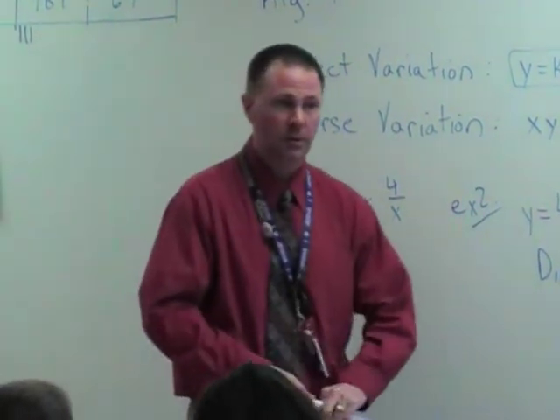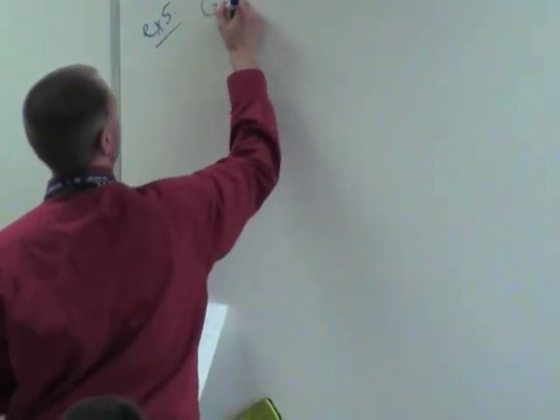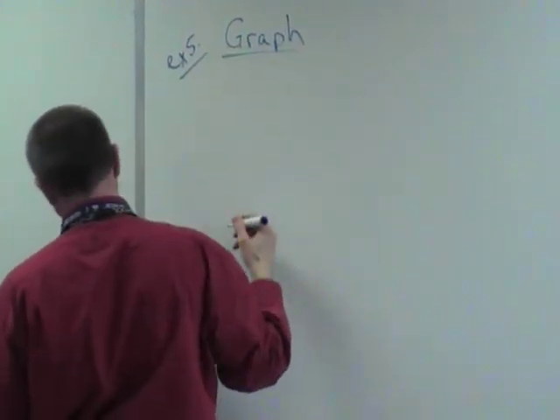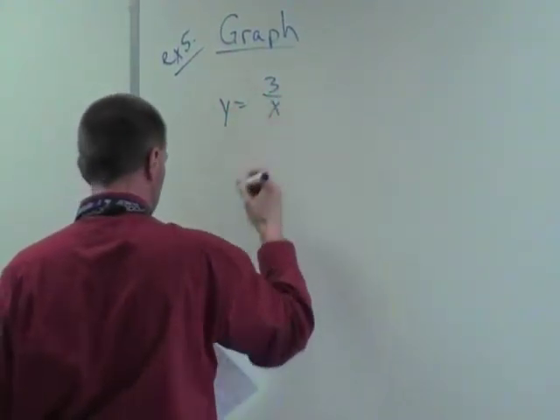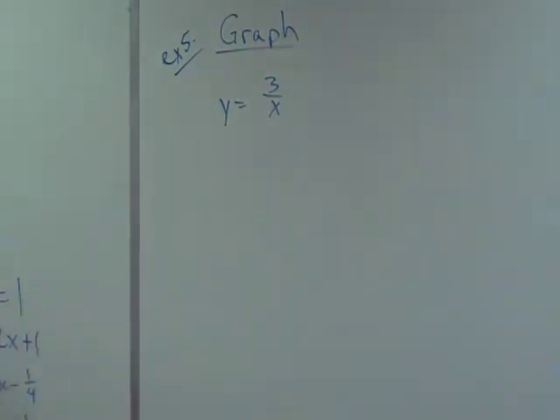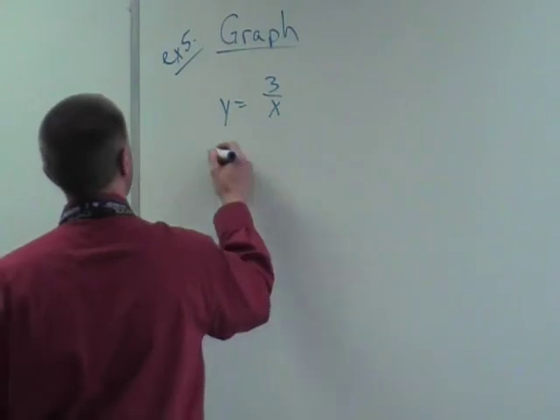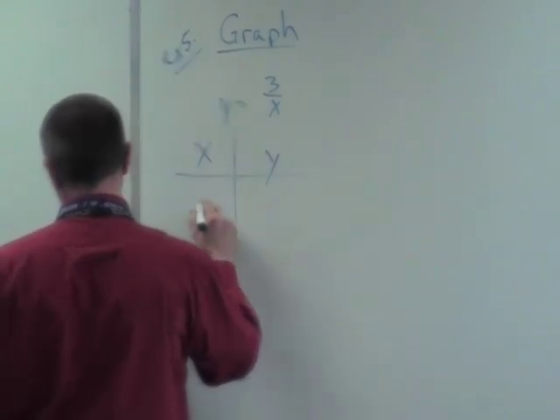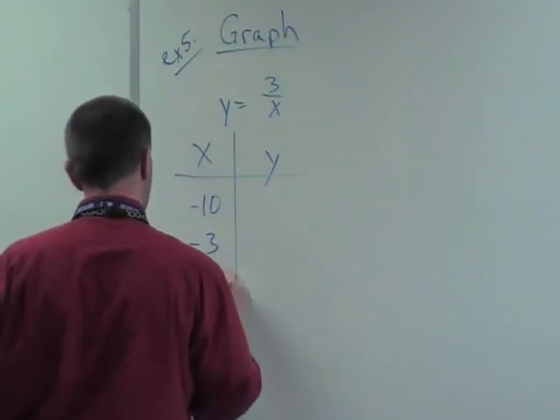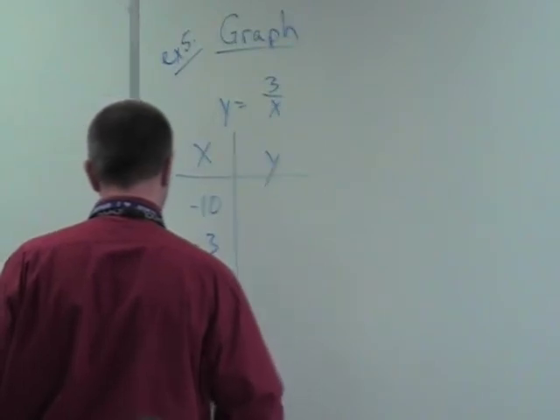Example 5. Graph. You love graphing. It's your favorite thing to do in the whole world. Y equals 3 over x. Make an XY chart and graph it. You have 30 seconds. I'll help you. And there's the numbers I want you to use. In your XY chart, you will plug in -10 for x, -3, -1, 0, 1, 3, and 10.